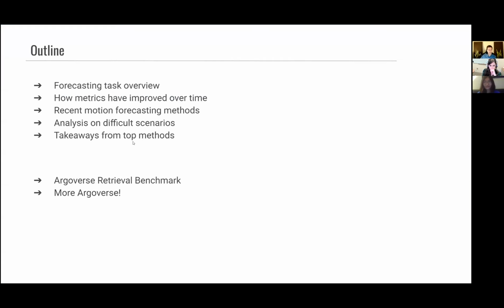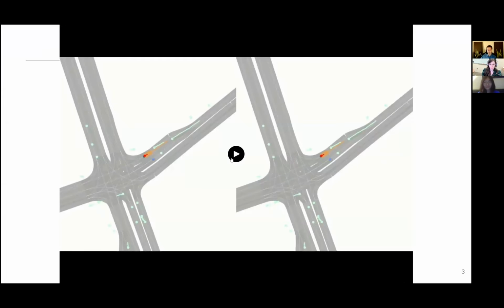Let me just give an outline and then show examples of what I'm talking about. So we're going to define what this forecasting task is, how methods have improved over the last few years since we've had this dataset out, what the top methods are now, where they still fail, and what we can learn from the techniques used by these top methods. And then at the end, I'm going to advertise a couple of new things, a new Argoverse retrieval benchmark and a new Argoverse, basically.